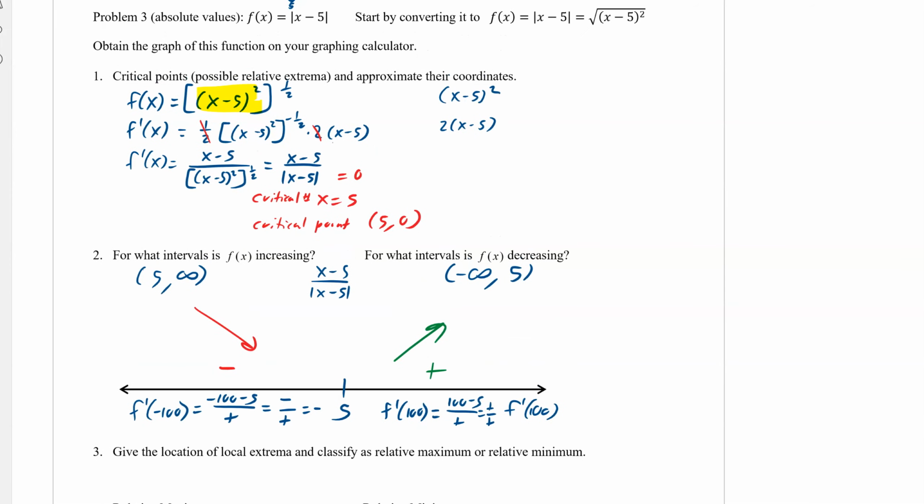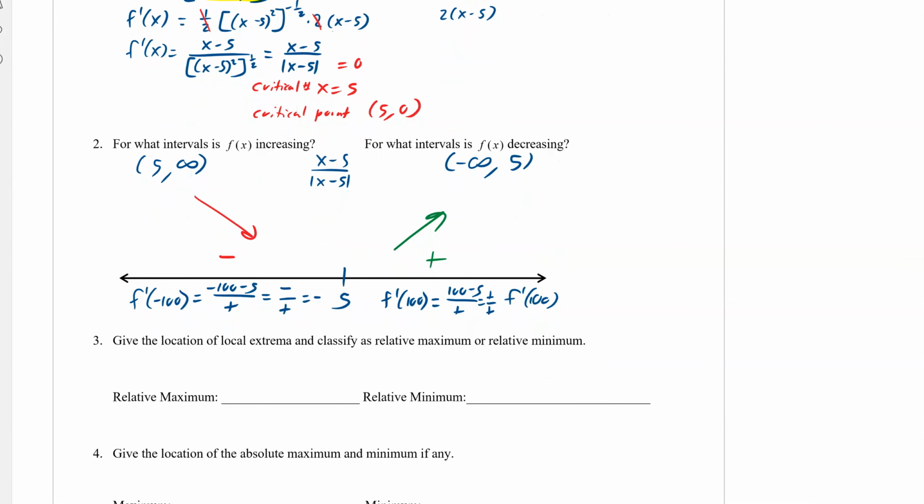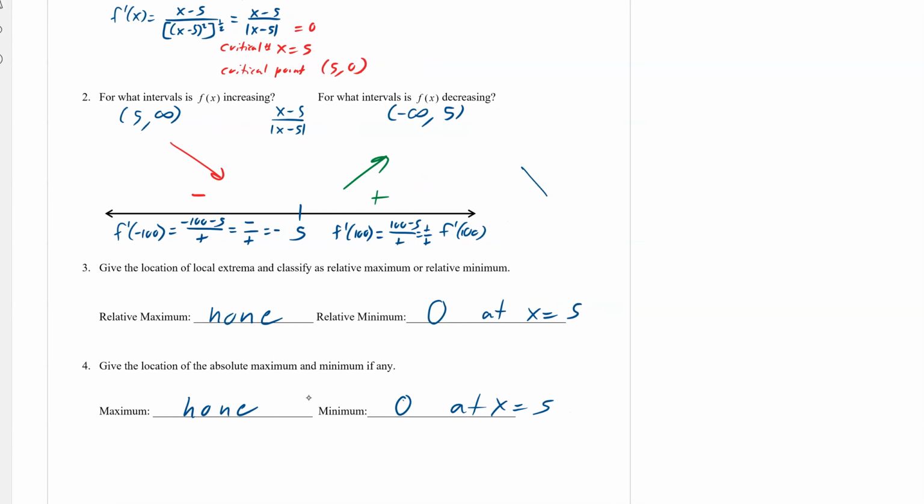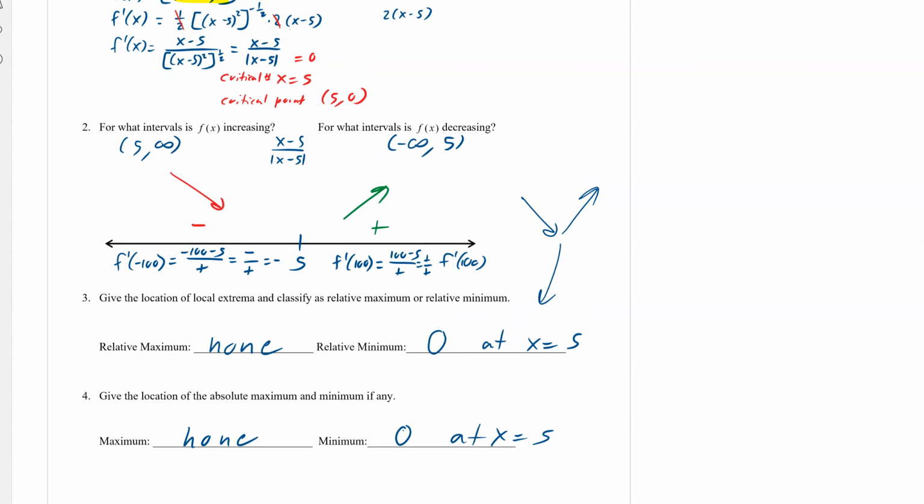All right, so do we have a relative max or a min? Again, there would be no maximum, none. And we have a relative min at (5, 0). So x equals 5. And there is no maximum because our graph is just doing this. It's coming in, going out, and so that's our min. And there you have our absolute value.